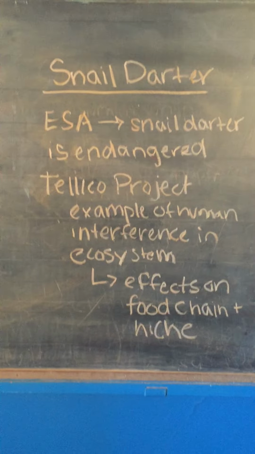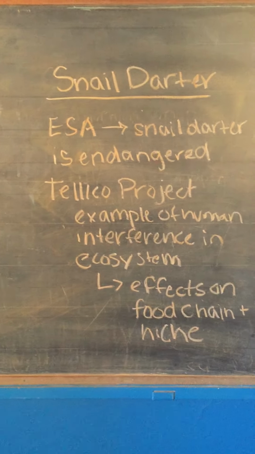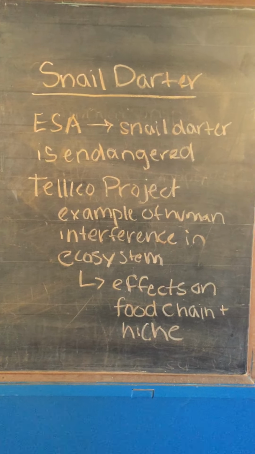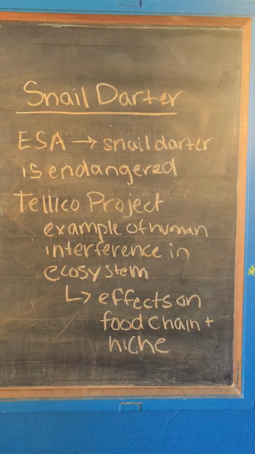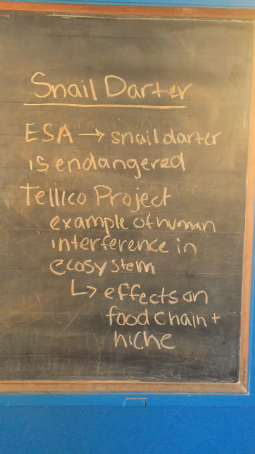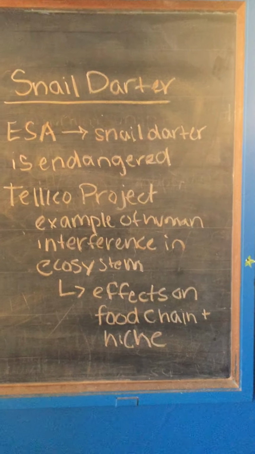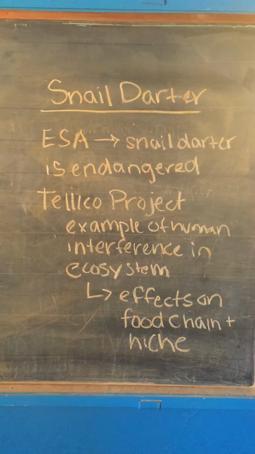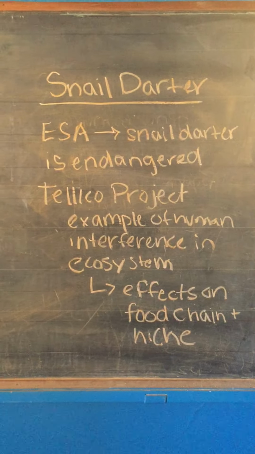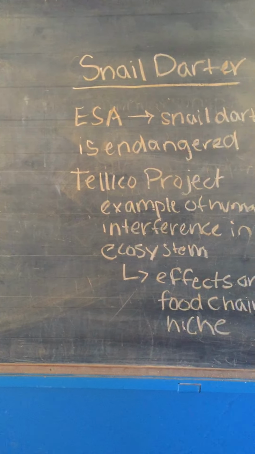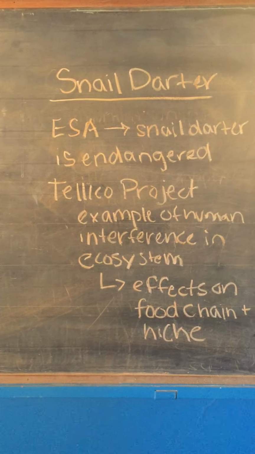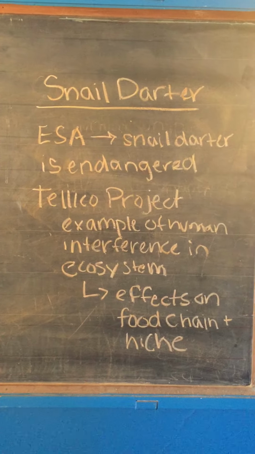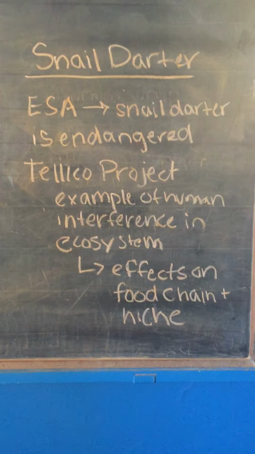The issue here was that the Tellico project would alter the habitat of the river to the point of wiping out the snail darter, because it would block the snail darter's migratory route, so it couldn't get from where it was to where it needed to be in order to reproduce and in order to continue the population at a sustainable rate. So essentially, human interference with the ecosystem of the Little Tennessee River threatened to upset the delicate balance of the ecosystem and could have far-reaching consequences beyond the extinction of just the snail darter. So there was a lot of conflict about what to do here.